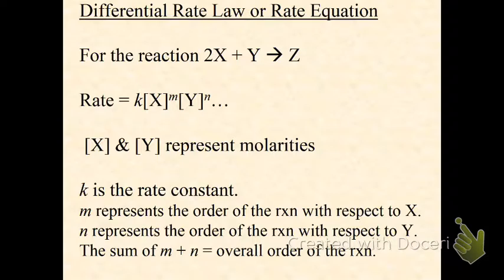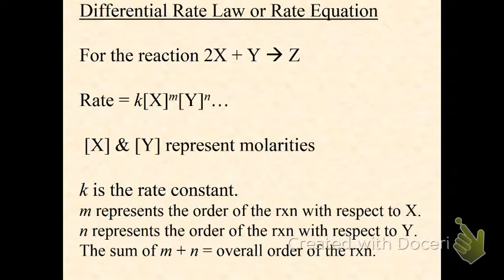So for this particular reaction, 2X plus Y equals Z, first of all, your products do not appear in your reaction rate. Okay, it's only your reactants. And then you have rate is equal to k, which is a constant. It's called the rate constant. And then you would do the concentration of the reactant raised to the coefficient's power. So in this case, it would be m and n.